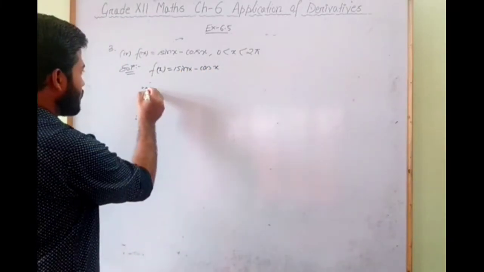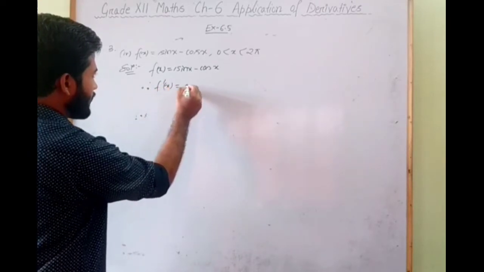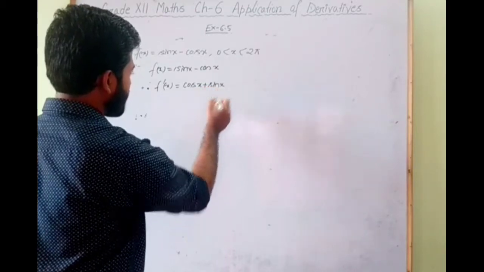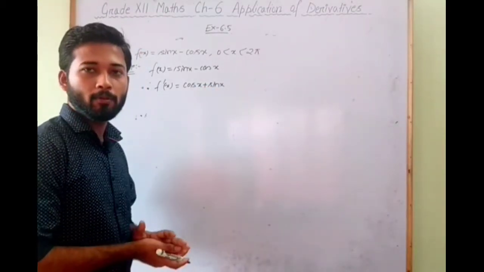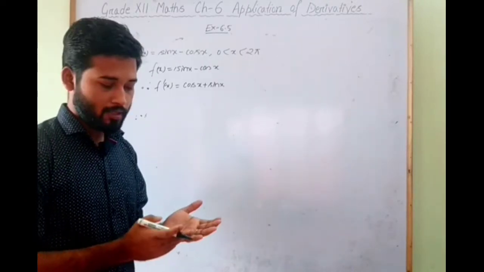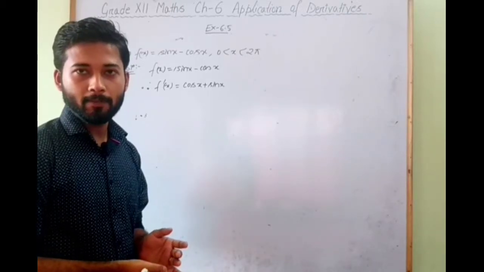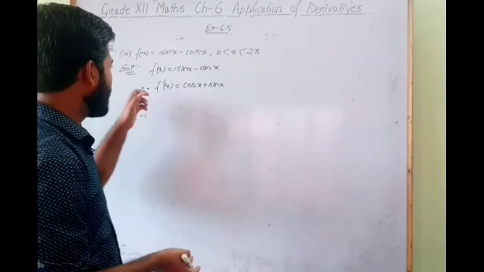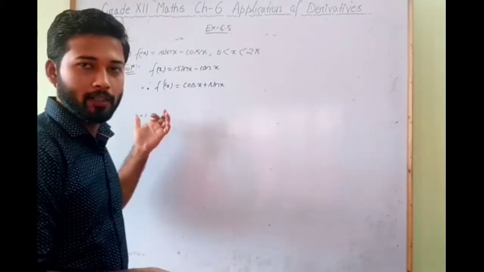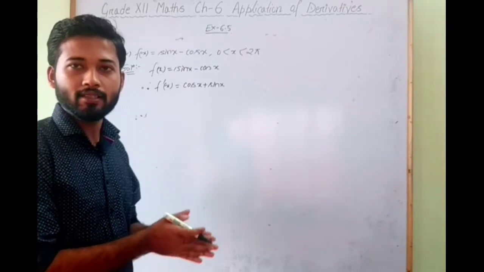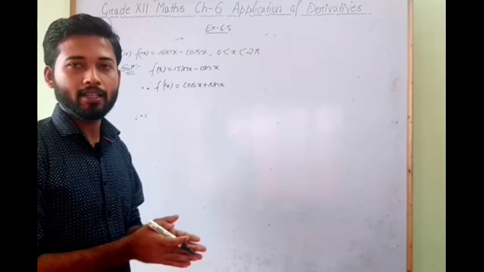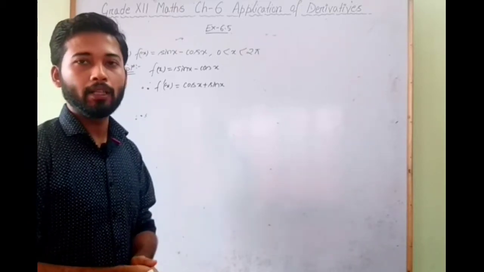Therefore what we need to find? f dash x. So f dash x will be cos x plus sin x. Okay. So how to find the local maxima and local minima? We can find it either by first derivative test or by second derivative test. So what is the second derivative test? At first find the f dash x, then find the critical points, and then find the f double dash x, and if f double dash x is less than 0, we shall have the local maximum, and if f double dash x is greater than 0, we shall have the local minimum.